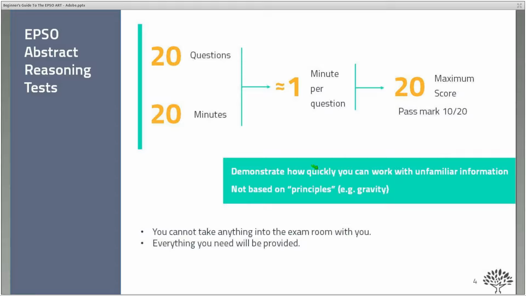I said it's not based on knowledge, so you don't need principles. A crude example of a principle-based question that you might expect might be a set of scales, and you're trying to figure out how they balance up with different objects on them, and you need understanding of physics and gravity to do that. That's not what we've got here. We've got much more simplistic concepts. You can't take a calculator in with you, but it is not required in order to work through. Everything you need will be provided. It's a good idea as you're working through eliminating answers to keep track of which answers you've eliminated, but that's about it.